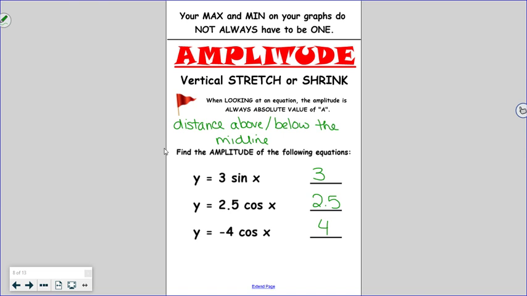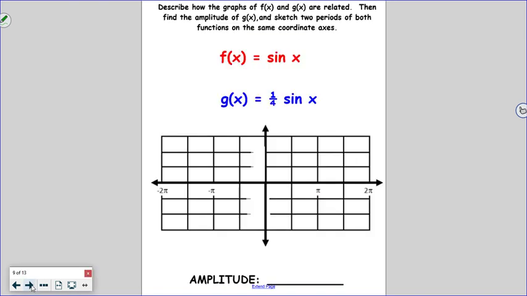So our standard function will have a distance of 1 above or below our axis. When we start changing the vertical stretch or shrink, the amplitude, that just tells you when I draw a dot that's not on my midline, that's how far away I need to be. Okay? So let's go ahead and jump into doing this.